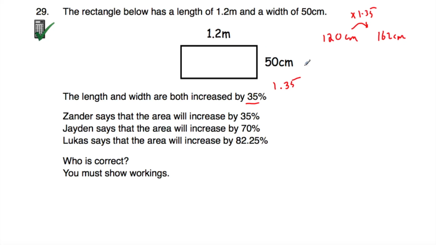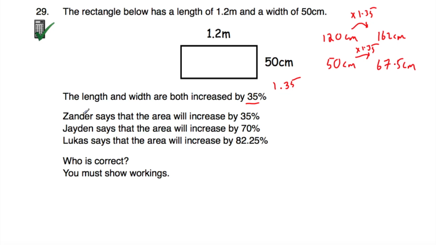Now let's have a look at the width. The width was 50 centimeters. We want to increase it by 35%, so let's multiply that by 1.35. So 50 multiplied by 1.35 is equal to 67.5 centimeters. So that's fantastic. We now know the length and the width of the original rectangle, and we've got the length and the width of the enlarged rectangle.